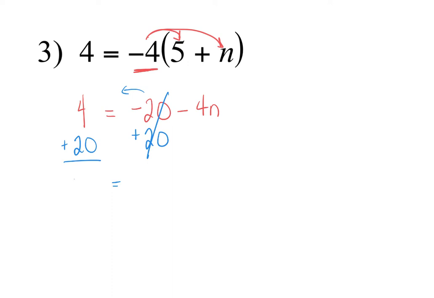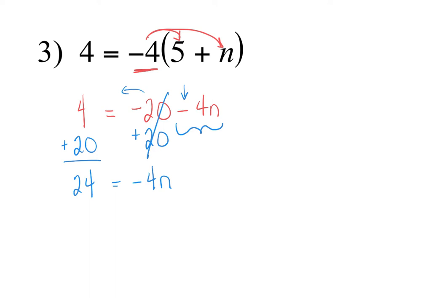4 plus 20 is 24. And on the right-hand side, I have a negative 4n. Make sure if you have a negative in front of that, it comes down with it. All right, that negative needs to stay with that 4. Now I need to decide what's happening between the negative 4 and the n. What is happening there?